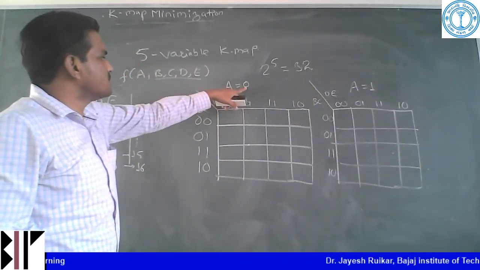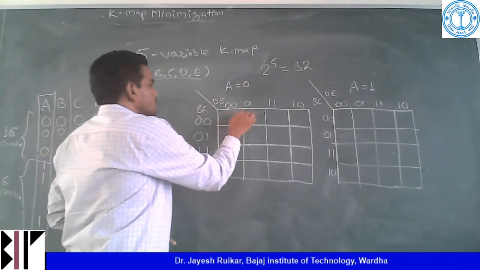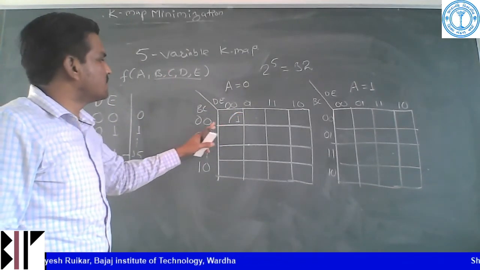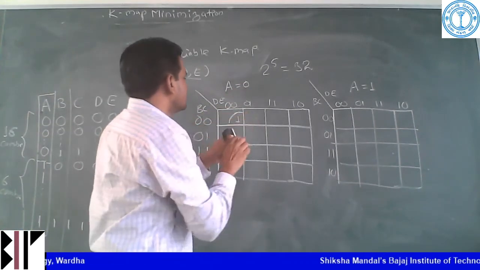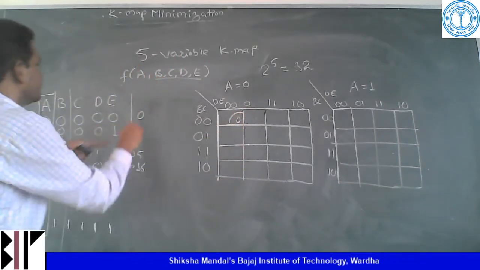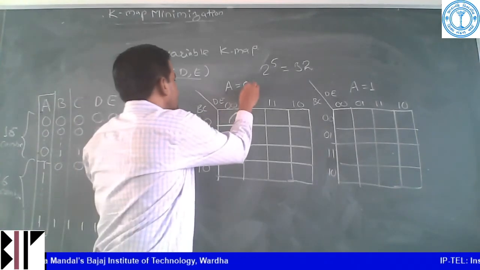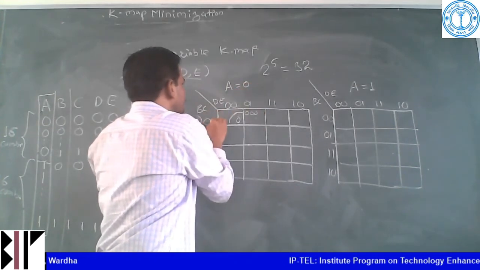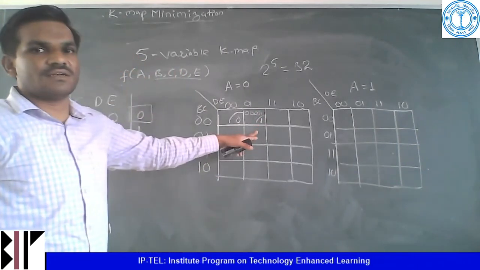So this is A equals 0, BC equals 0, DE equals 0. So this represents your cell number 0. Next, A equals 0, and then 0 1. This will not be cell number 0, this will be your cell number 1. Okay, for this minterm. Now A equals 0, BC equals 0, this is 0 0 0 0 0, and then 0 1. So this represents my cell number 1.